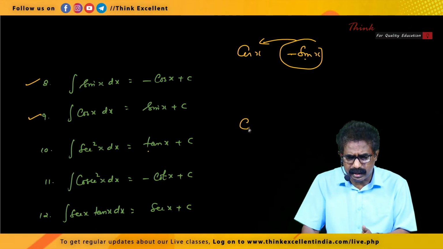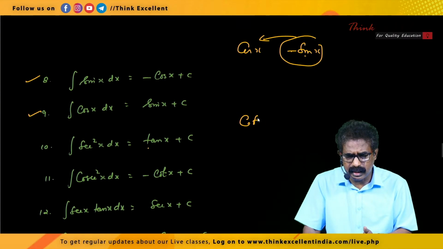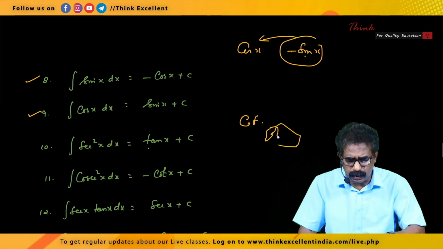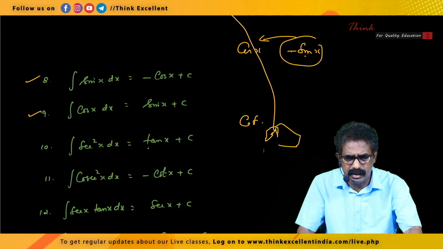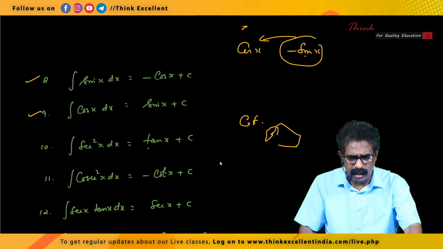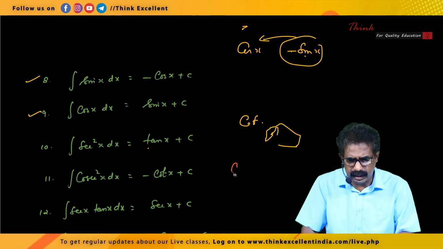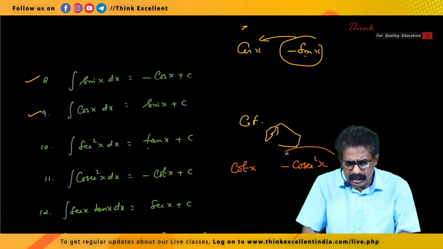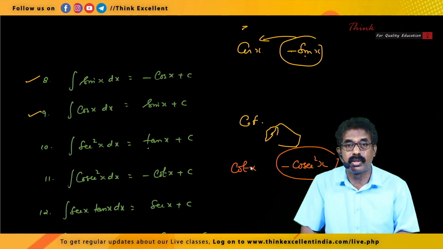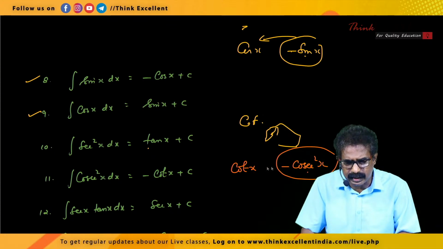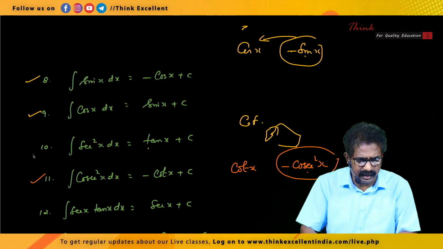You know cot x derivative is minus cosecant square x, right? Cot x derivative is minus cosecant square x. அப்போ minus cosecant square x integration தான் என்ன வரும், cot x. So cosecant square x integration is minus cot x.